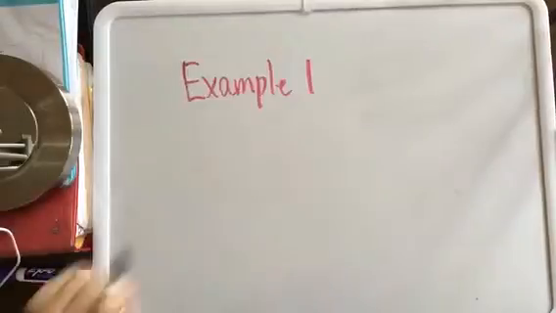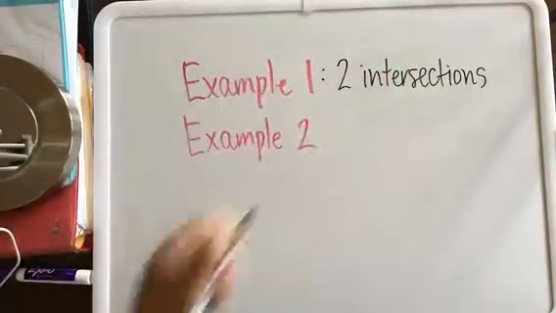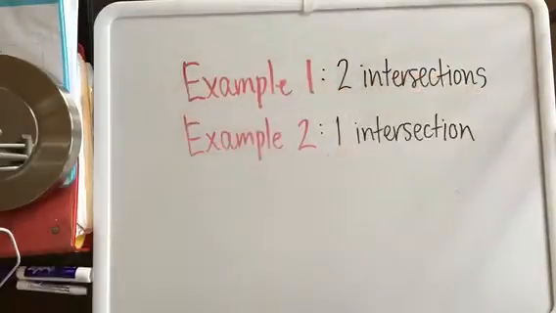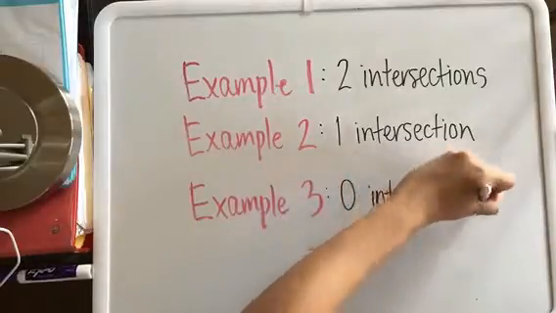Now we're ready to start. We're going to show you three examples. The first example of having two intersections, the second example of having one intersection, and the third example of having no intersections between the two circles.